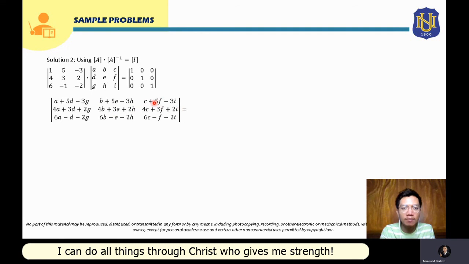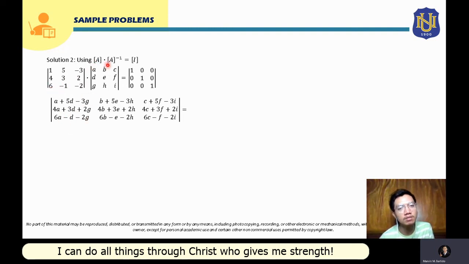For the last element here, it will just be 4 times C plus 3 times F plus 2 times I. Okay, so for the last row, this will just be the multiplication of the third row and the first column. So this will be 6 times A plus negative 1 times D. That's why it's negative here. And then plus negative 2 times G. So this will be that element.